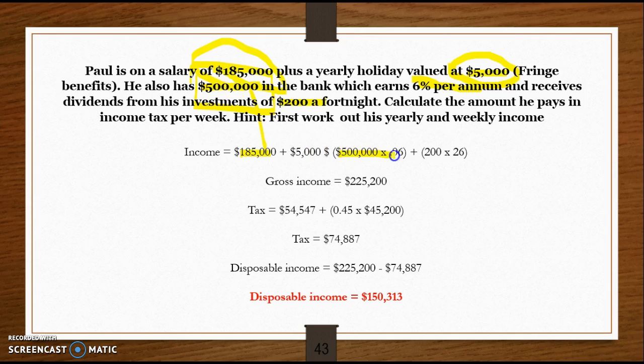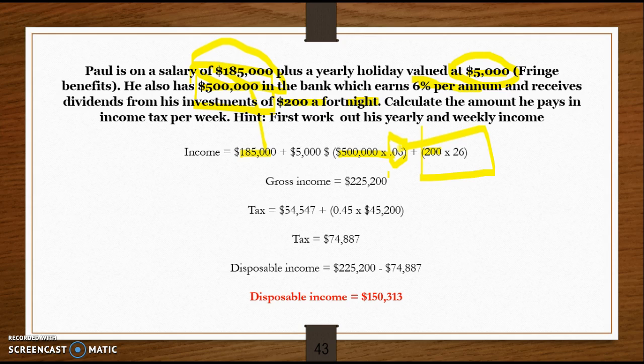So he has $500,000 in the bank. He's earning interest of 6%. So you do 500,000 times 0.06, so he will be earning around $30,000 in interest on that bank account. And then his dividends are $200 a fortnight, and there are 26 fortnights in a year, so his total from dividends would be 200 times 26.